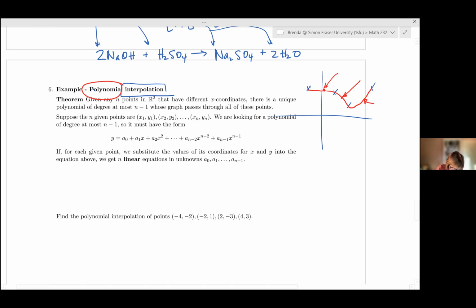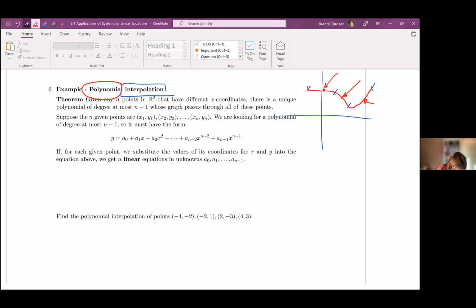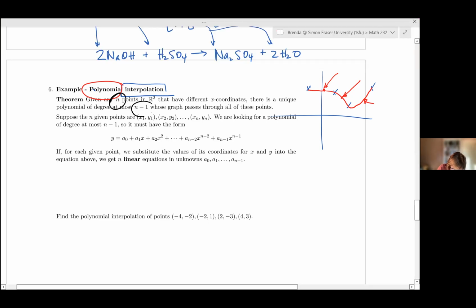Okay, so we have n points, and we'll be looking for an n minus 1 degree polynomial. Let's just see a couple of examples of that. If we have 2 points, what do we expect? We expect a line, right? We know that a line goes through 2 points. So here we have 2 points, and what we want to do is find that line.